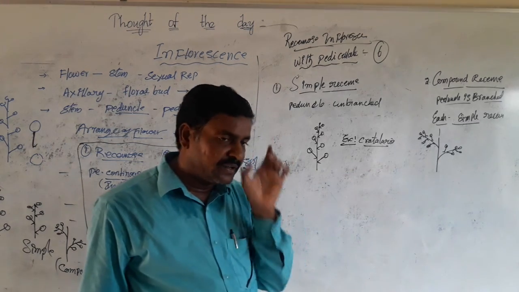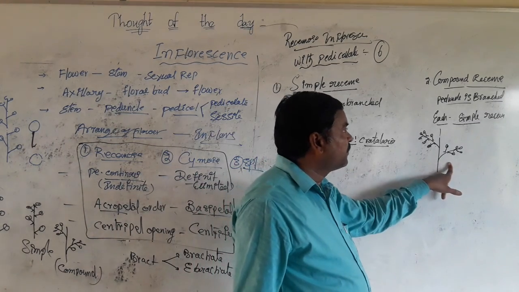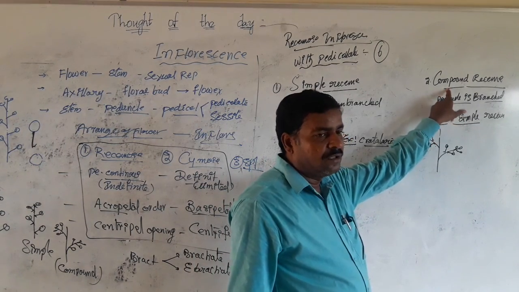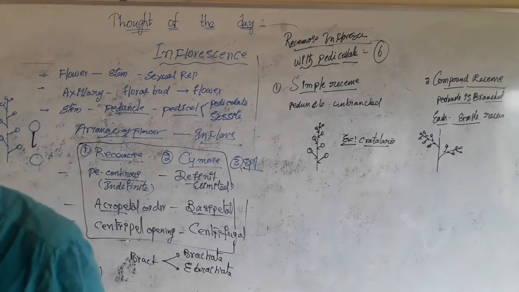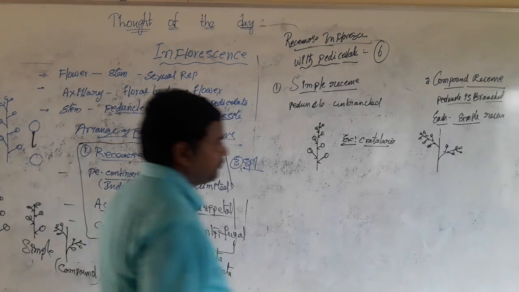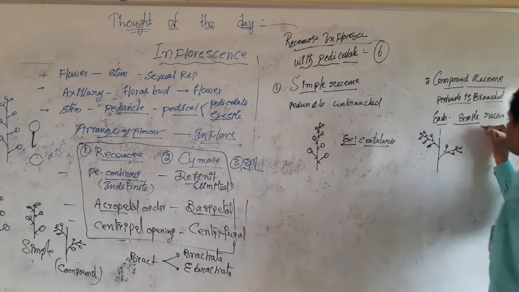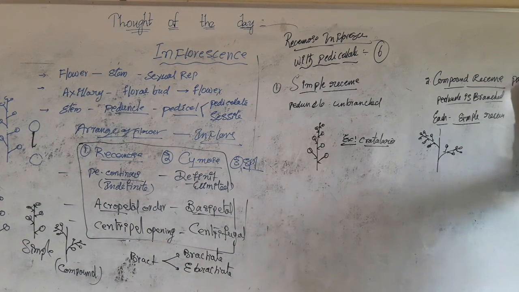So we can say that a group of simple racemes is called a compound raceme. Generally this is also called a panicle inflorescence.